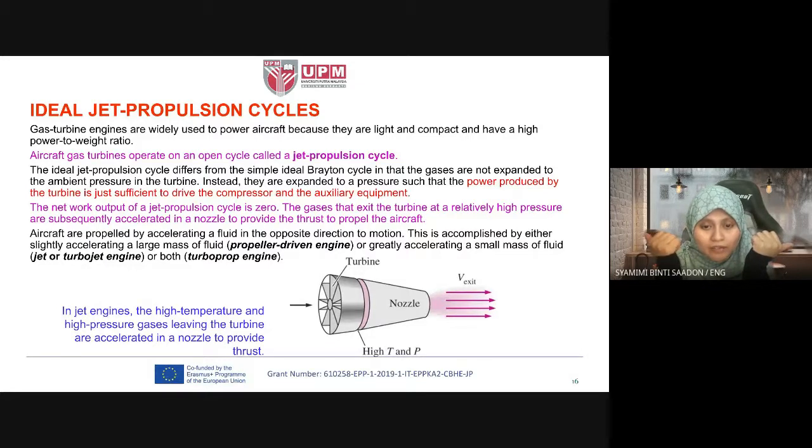After the combustion chamber, it will create a force in one direction, and due to this force, automatically with Newton's law, it will inject another force in the opposite direction, and this will create motion of the aircraft. So this is based on aircraft being propelled by accelerating a fluid in the opposite direction to motion. This is based on Newton's third law.